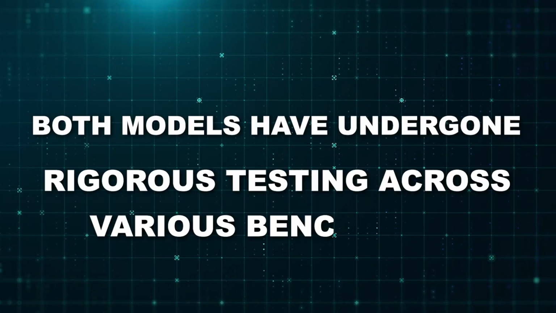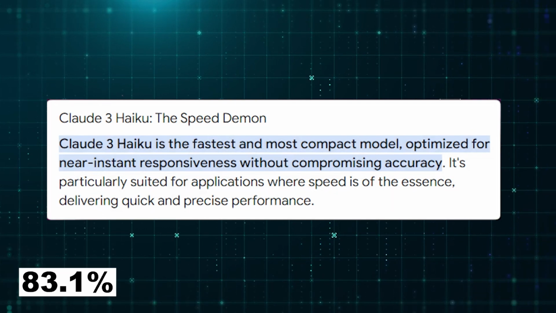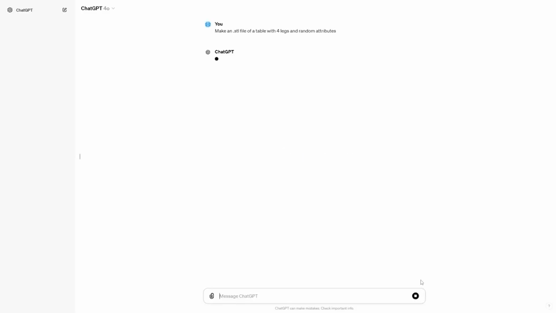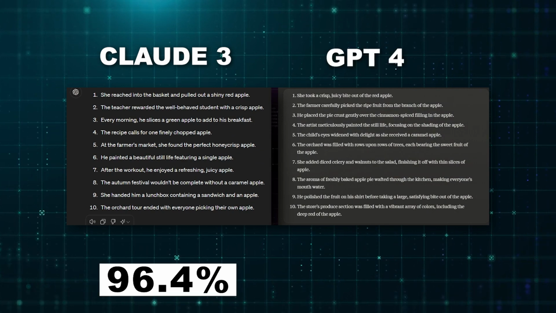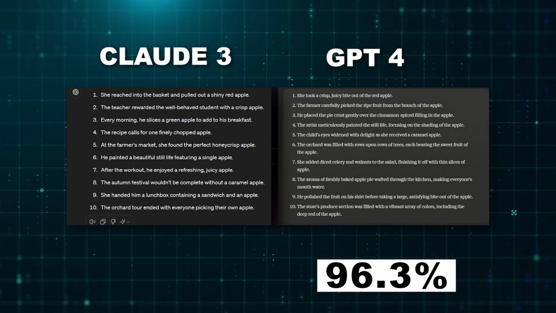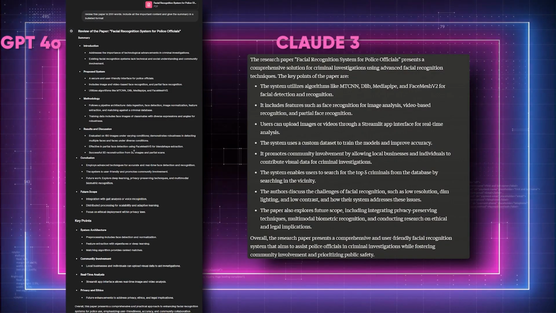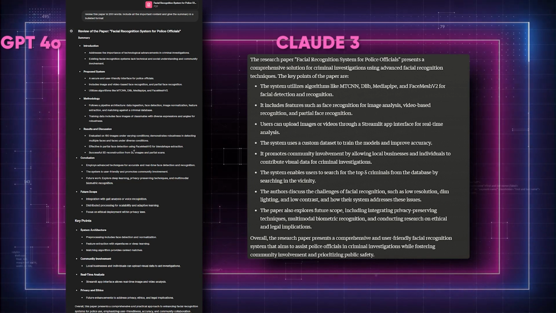Performance benchmarks. Both models have undergone rigorous testing across various benchmarks. Reasoning over text. Claude 3 Opus scores higher, 83.1%, compared to GPT-4's 80.9%, indicating stronger capabilities in understanding and reasoning over complex texts. Knowledge Q&A. Claude 3 Opus marginally leads with 96.4%, while GPT-4 scores 96.3%. This shows that both models are nearly equally proficient in answering factual questions. Summarization. GPT-4 excels in generating detailed and structured summaries, often outperforming Claude 3 Opus, which tends to produce more concise overviews.